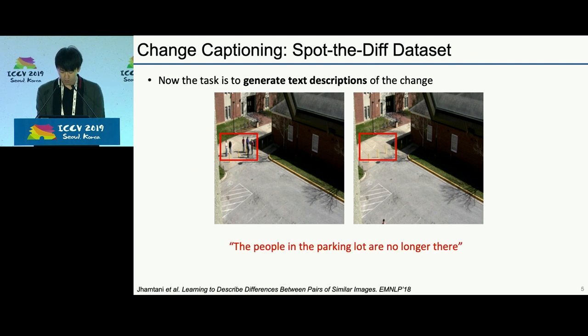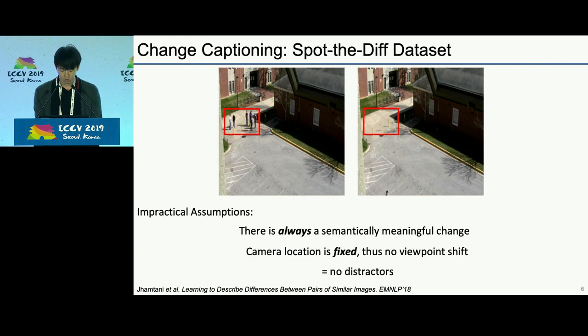Although recently, there was a research addressing this issue, proposing a new dataset called Spot the Diff, where the task is to generate captions describing the change. Although an interesting task, some of the assumptions made are quite unrealistic and impractical, in that it is always assumed there is a semantically meaningful change, and that images are well aligned because the camera position is fixed.